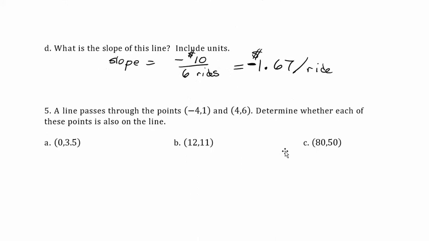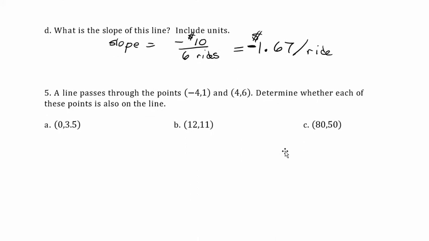Okay, let's take a look at this last one. A line passes through the points -4, 1 and 4, 6. Determine whether each of these points is also on the line. All right, now we could use graph paper for this, and if you just got graph paper and plotted all these points, you could tell pretty easily whether they're on the same line. But let's talk about how to do this without graph paper as well. And we might look at a graph too.